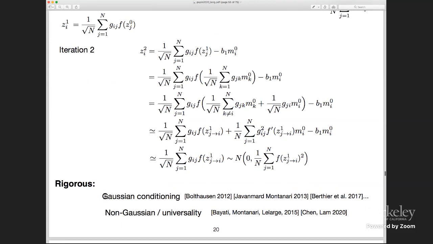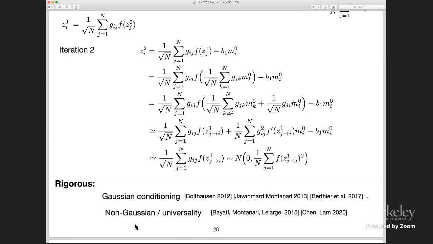There is a rigorous proof of this state evolution that was invented by Erwin Bolthausen, called Gaussian conditioning. It relies on the assumption that the G's, the interaction coefficients, are Gaussian. So this proof is very dependent on the Gaussian nature of the interactions, but you would expect universality in this case. The behavior of AMP shouldn't really depend on whether the interactions are Gaussian or have another distribution, as long as they're IID, have finite moments, et cetera.